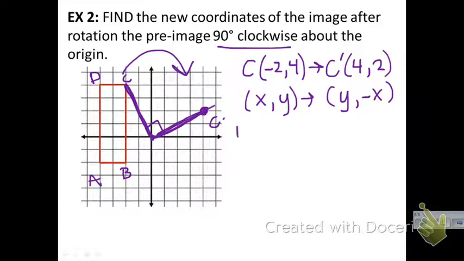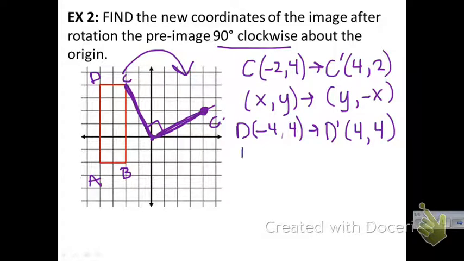Okay, so now all we have to do is identify D. D is back 4, up 4. It will become D prime. So we switch those values. The 4 will be first, and the negative 4 would be last, but we change the sign, and it becomes positive 4. We look at A. A is back 4, down 2, and it's going to become A prime. So we switch spots, negative 2, and then negative 4. We change the sign to positive 4.